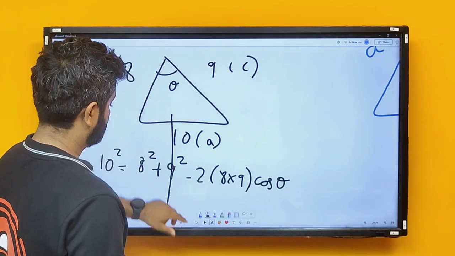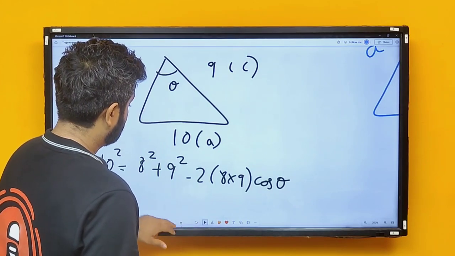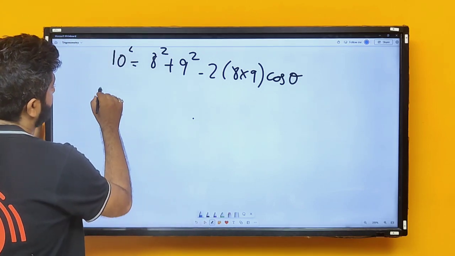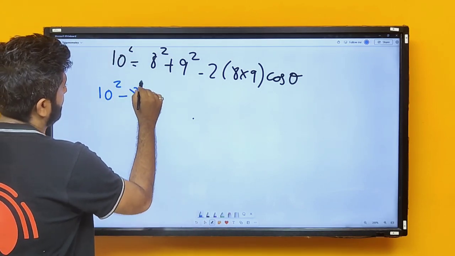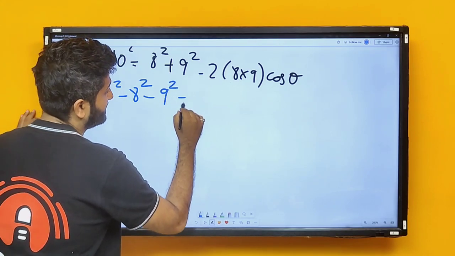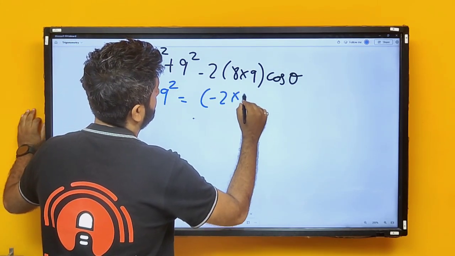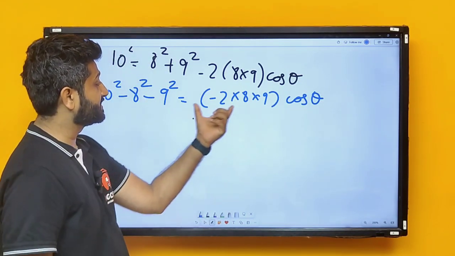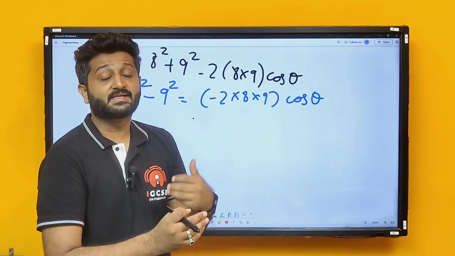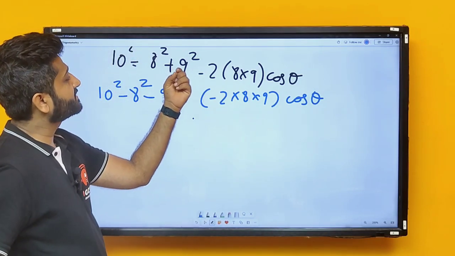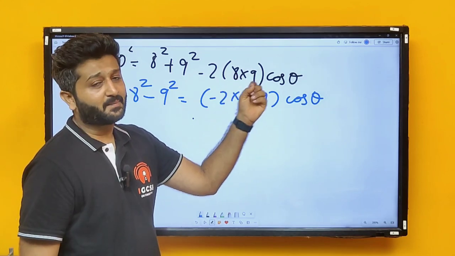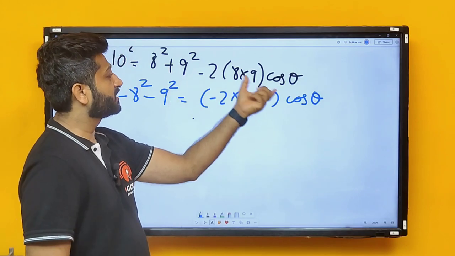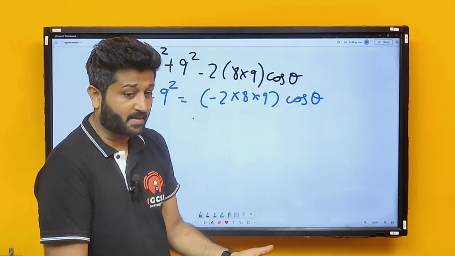Now let us solve this. I can rearrange this as 10 square minus 8 square minus 9 square is equal to minus 2 into 8 into 9 into cos theta. Now guys, remember, this is in multiplication. What some of the kids generally do is they do 8 square plus 9 square minus 2 into 8 into 9, but that is not possible because this is multiplied with cos theta. So these two terms are unlike terms. We cannot add or subtract that.